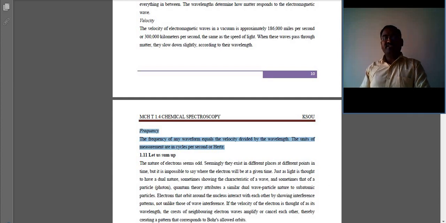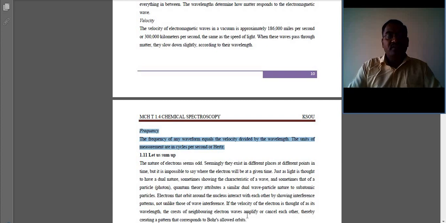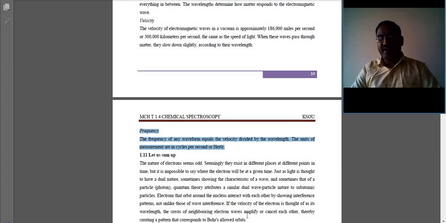Next, frequency. The frequency of any wavefront equals the velocity divided by the wavelength. The units of measurement are cycles per second, or hertz.